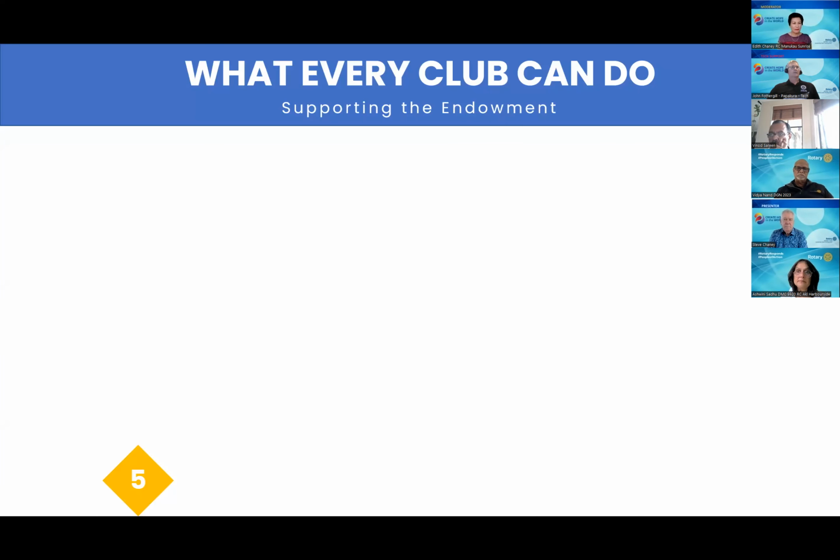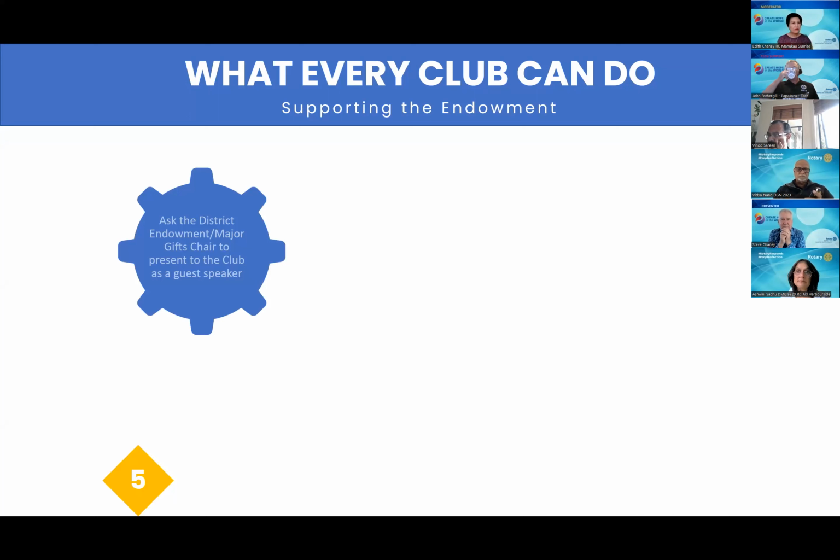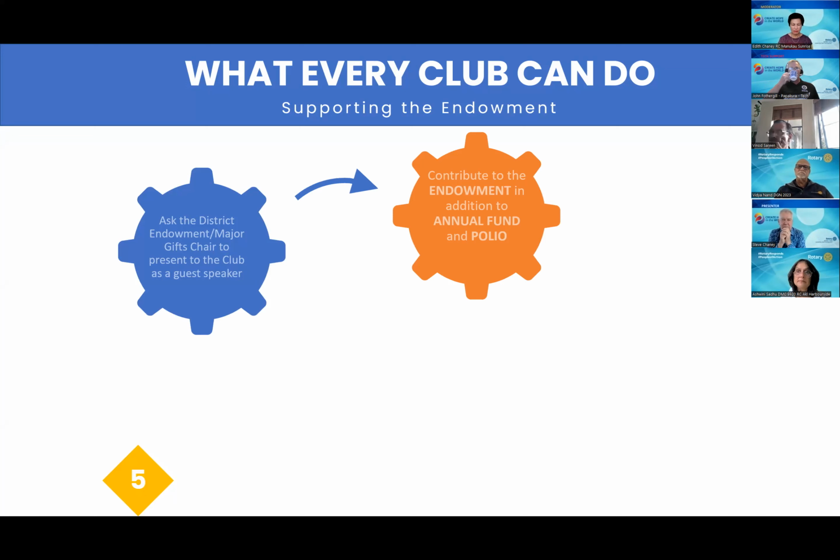Okay. So what every club can do to support the endowment: ask the district endowment and major gift chair, who is Steve, to present to the club as a guest speaker. Contribute to the endowment in addition to annual fund and polio. Now, when you contribute to the endowment fund, the capital is never touched and the money invested comes back to the clubs or the district.